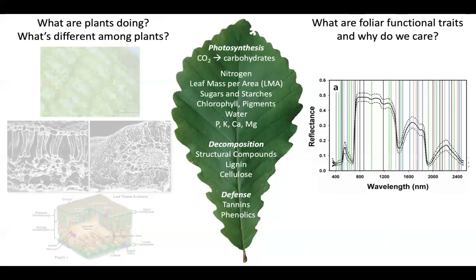But there are also features, especially out here in these longer wavelengths, that are associated with the structure of the leaf that can be correlated with decomposition. In animal feed studies, they might be correlated with quality of the food, and then defense, in particular defense against insects and defense against disease. There are features in here that we can use to really quantify ecosystem function and map it.